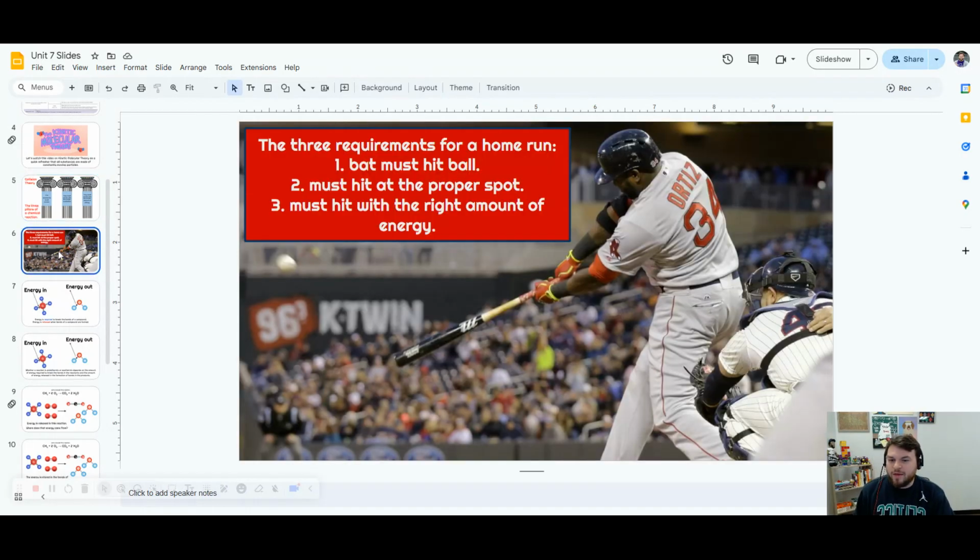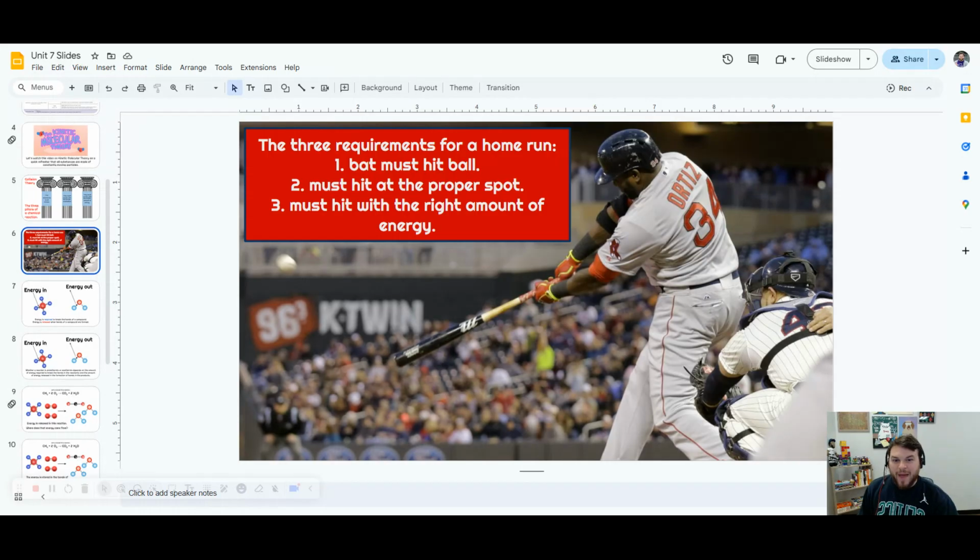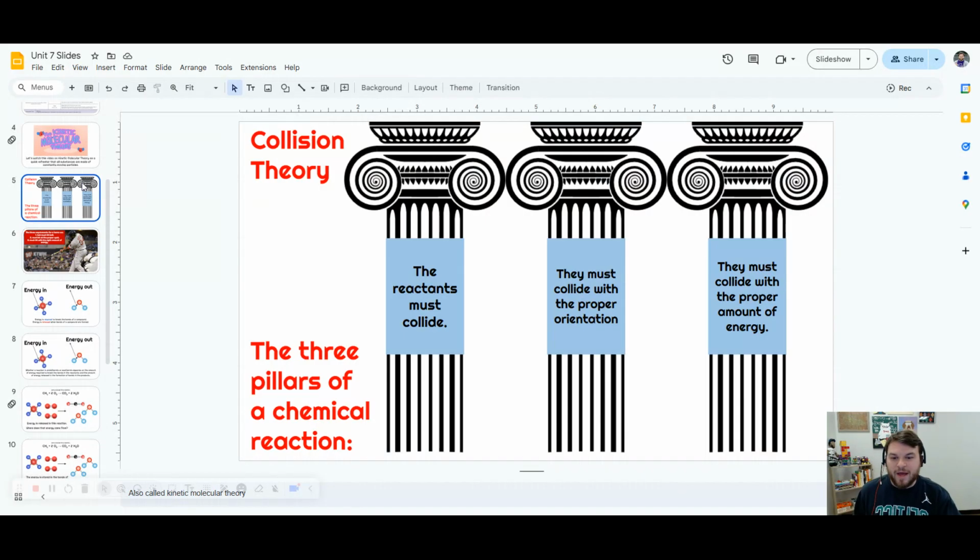And so a way that I always found helpful to remember this, I'm a big Boston sports guy. You can see I'm wearing my Celtics shirt right now. This is David Ortiz. He's a really good hitter, right? And so the three requirements for a home run are the exact same as the three requirements for a chemical reaction, right? The bat has to hit the ball, it has to hit at the proper spot of the ball and the bat, and if you're going to knock it out of the park, you have to hit it with the right amount of energy, right? And the same thing is true for a chemical reaction. Have to collide with the proper orientation with the minimum or proper amount of energy, okay?